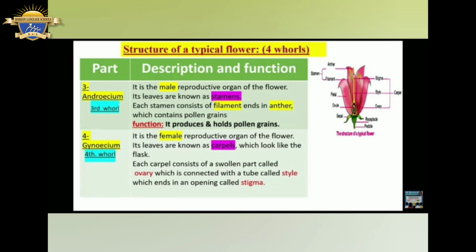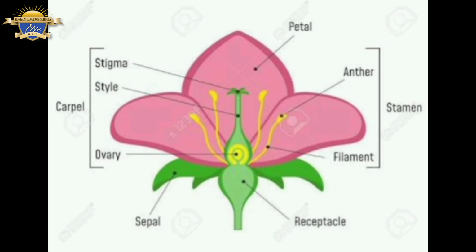So, the carpel consists of ovary, style, and stigma, while the stamen consists of filament and anther. As we see in the image, the flower consists of 4 whorls. The first one is the sepal, the green leaves. The second one is the petal, the colored leaves. The third one is the stamen. It consists of two parts, filament and anther. The fourth one is the carpel, and it consists of three parts: ovary, style, and stigma.